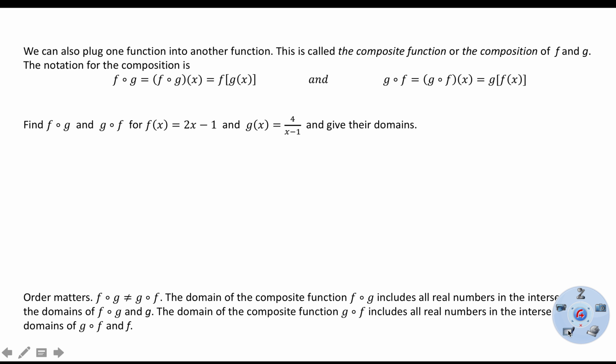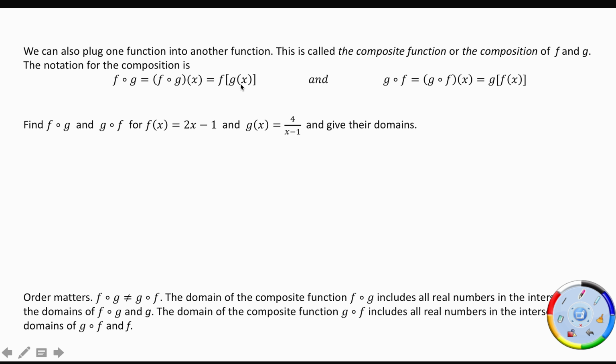Okay, we can also plug one function into another function. This is called the composite function or the composition of f and g. Here's what the notation looks like. And this is not red fog and golf, right? Please don't do that. It's f of g, right? And g of f. f of g, or f of g of x, is simply f of g of x.